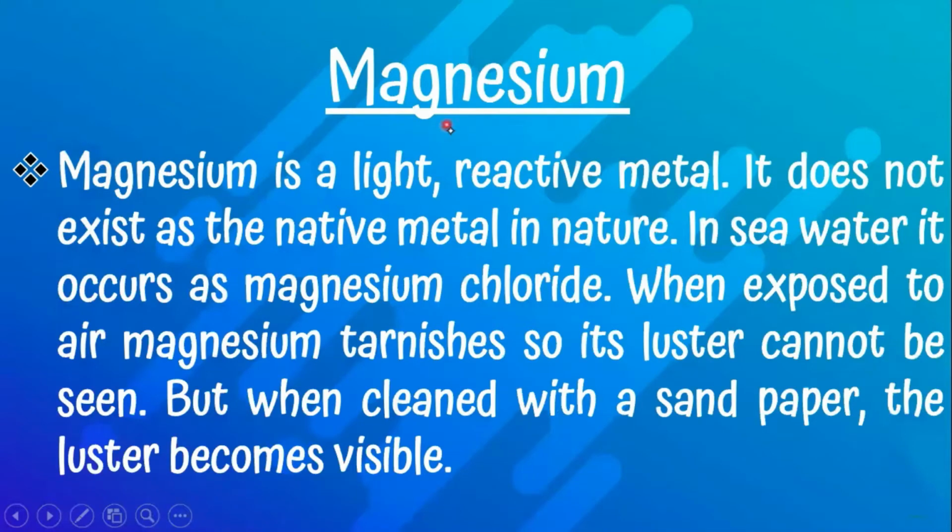Our second metal is magnesium. Magnesium is a light reactive metal. It does not exist as the native metal in nature. In seawater, it occurs as magnesium chloride. When exposed to air, magnesium tarnishes so its luster cannot be seen. But when cleaned with a sandpaper, the luster becomes visible.